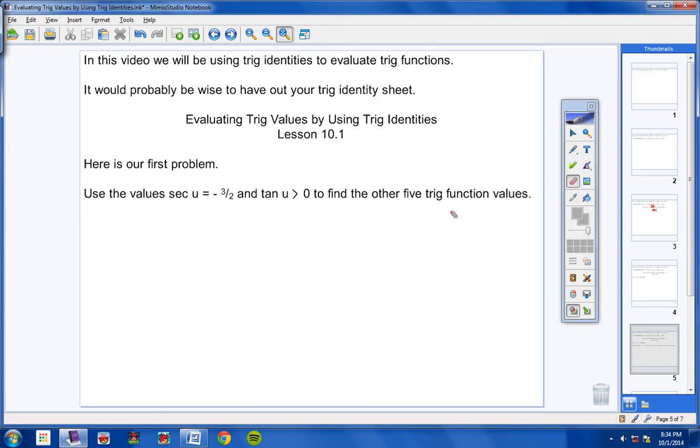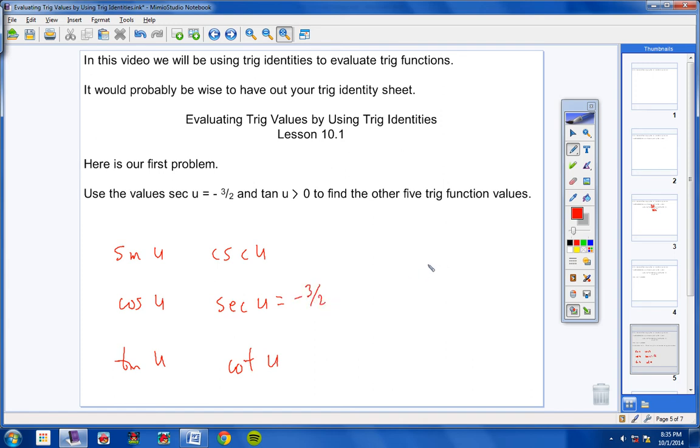We're going to find the other trig values. In fact, I'm going to go ahead and write those down now. You might want to do the same thing. We know what secant is, so we're looking for the sine of u, the cosine of u, and the tangent of u, and the cosecant of u, the secant of u, and the cotangent of u. Now, we already know the secant of u is -3/2, so we can fill that in.